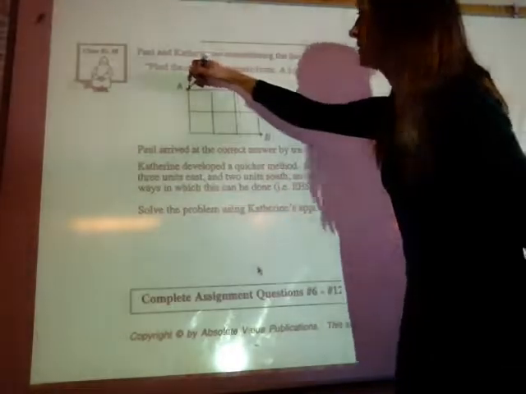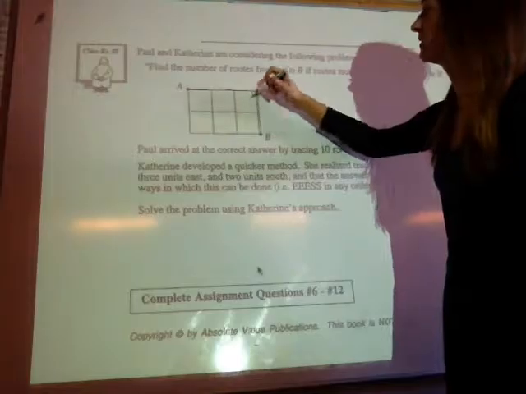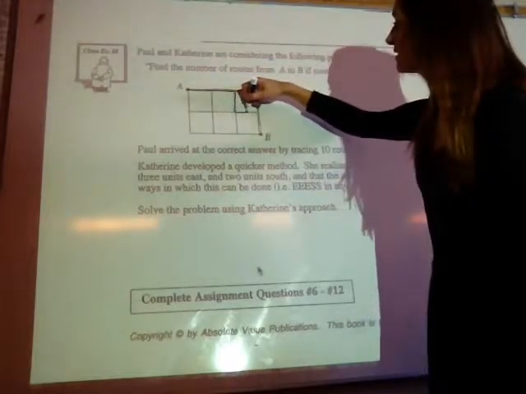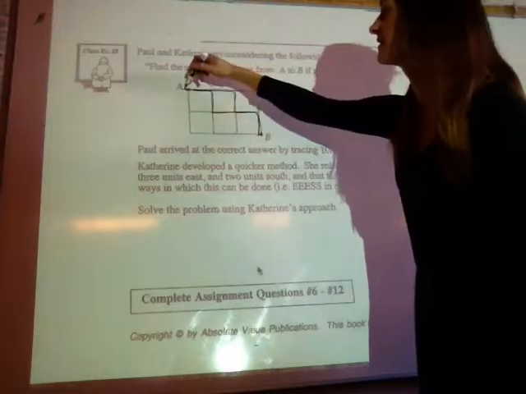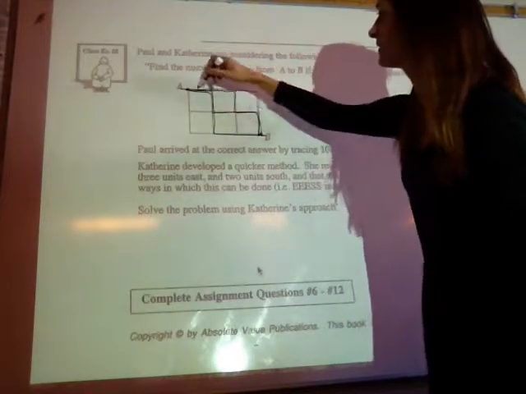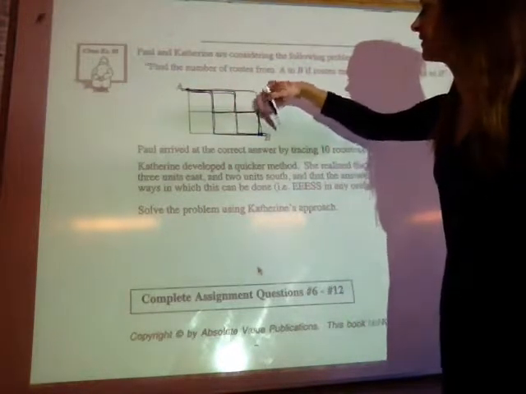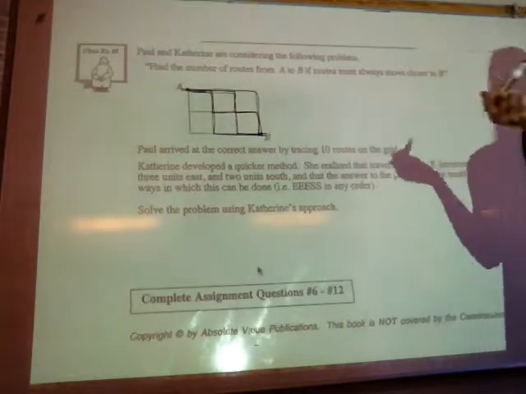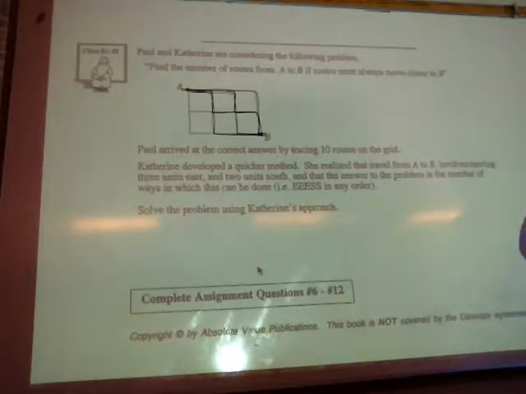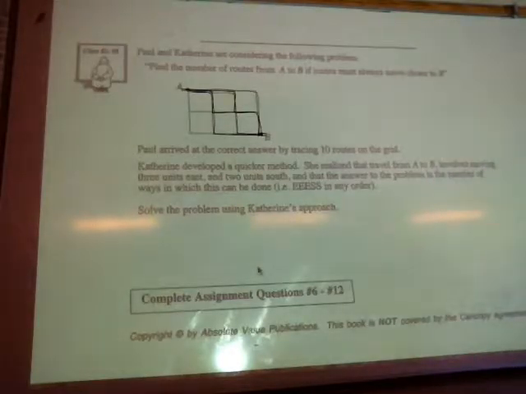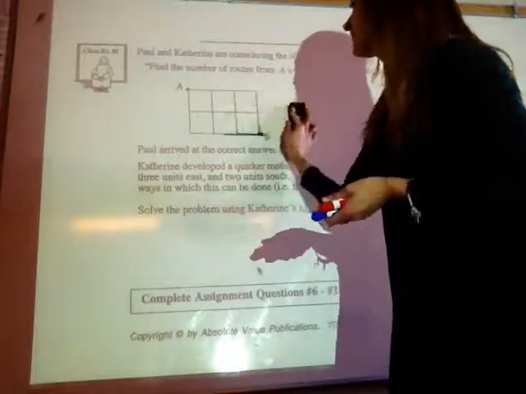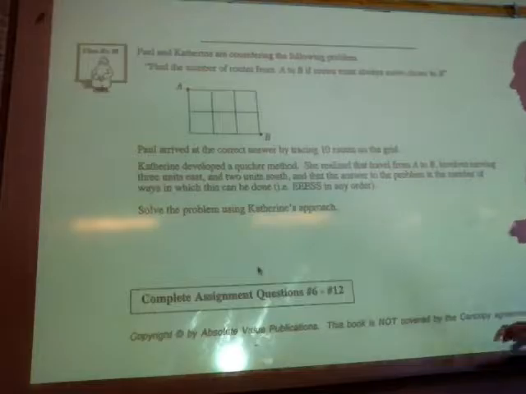So he went 1 route, 2 routes, 3 routes, 4 routes, 5 routes, and then etc., etc. He kept doing that and figured out there was 10. Okay, but say you have a bigger grid. Are you really going to want to trace out all the possible ways? Maybe, if you forget what you're supposed to do. But Catherine chose a different way. She developed a quicker method.